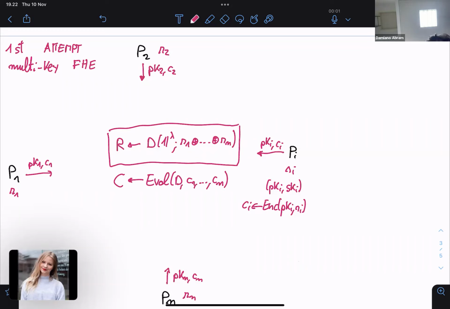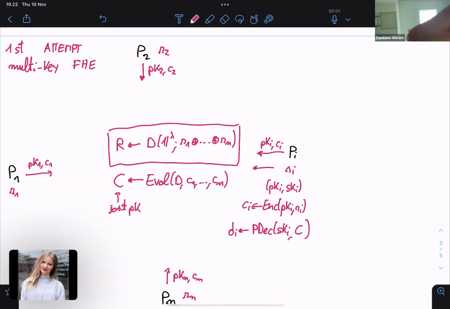But the issue is nobody can do this alone, because in multi-key FHE, the output of the evaluation is encrypted under a joint public key. So we can denote it by the concatenation of the n public keys. So in order to decrypt this C, the parties need to collaborate. In particular, each party Pi needs to compute a partial decryption. We denote it by Di. This is the output of a partial decryption algorithm that takes as input the secret key SKi and the ciphertext C, the encryption of the output.